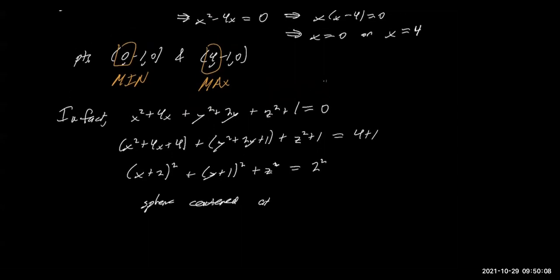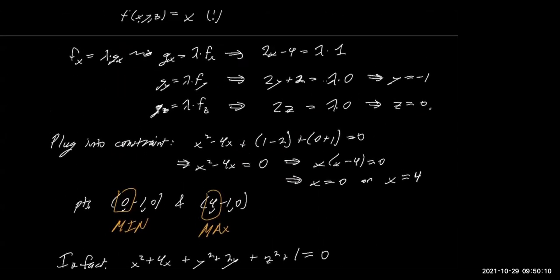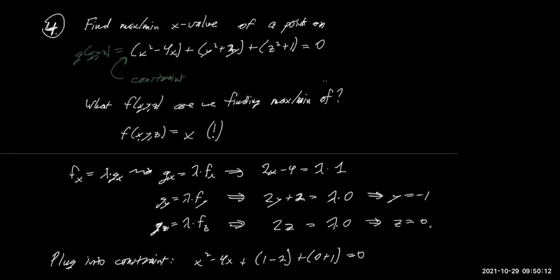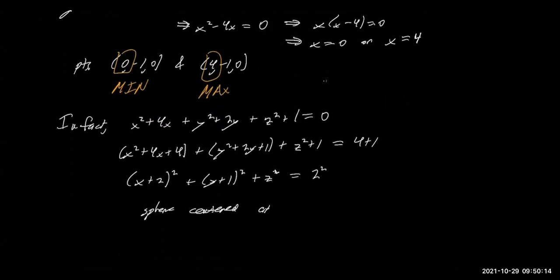So this is a sphere centered at, oh wait, did I do something wrong? Oh, there's a minus here. Again, you should yell at me or throw that in the chat as soon as you see it. I guess these are all minuses. So a sphere centered at 2, negative 1, 0 of radius 2.